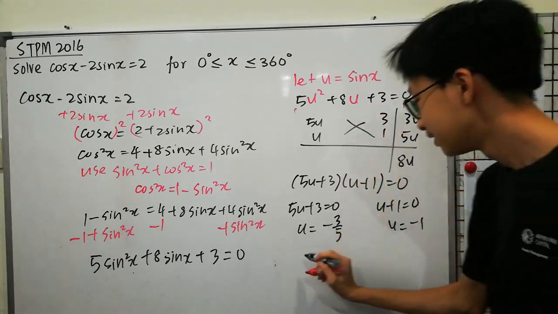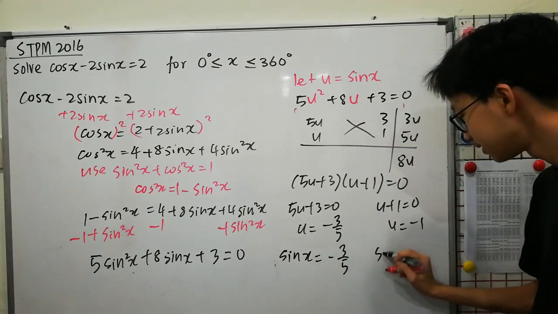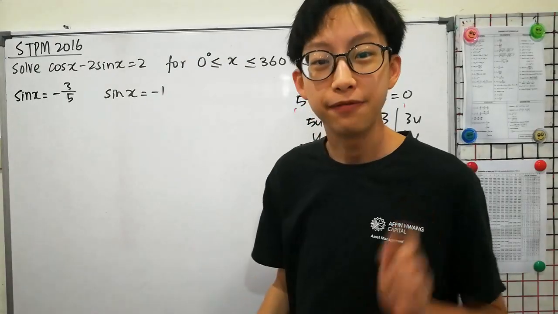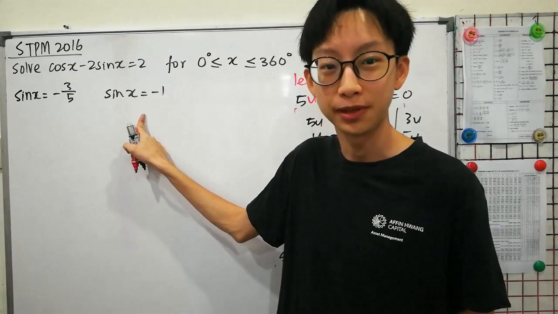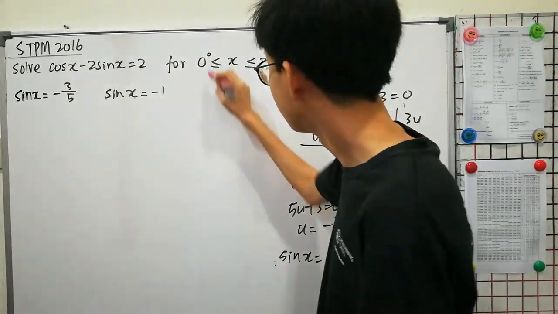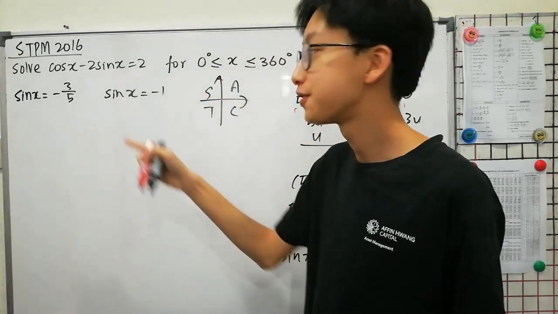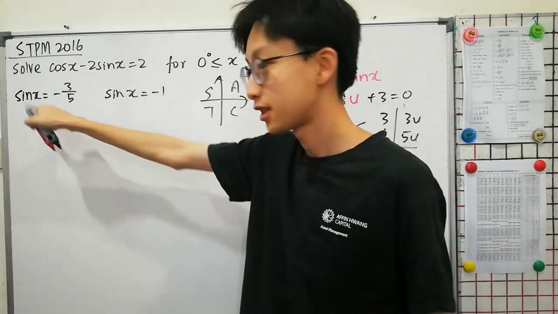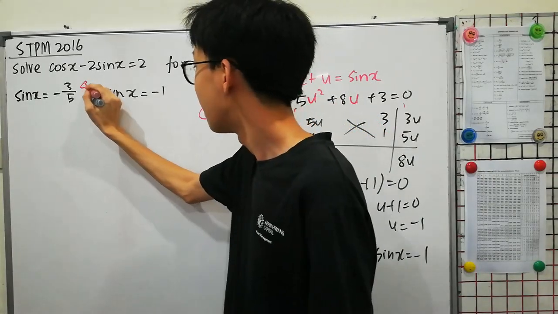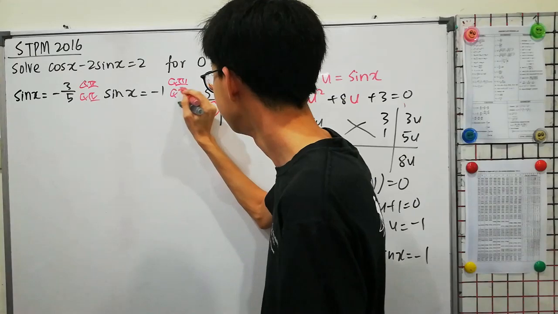We need to sub back sin x equals negative 3 over 5, and sin x equals negative 1. You can solve it now, right? Be very careful when you solve this trigonometric equation, because we have a negative sign in front. Still remember, all science teacher crazy? When the value of sin x is negative, it means x will be in quadrant 3 or quadrant 4. We'll have answers from quadrant 3 and quadrant 4.